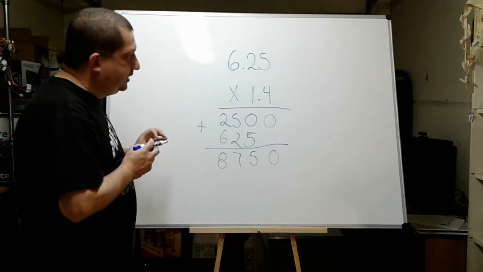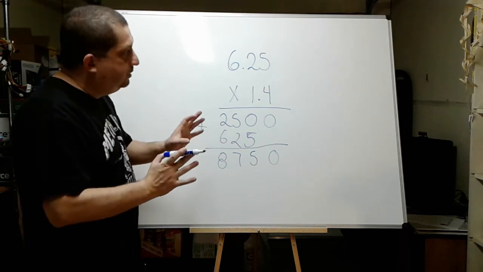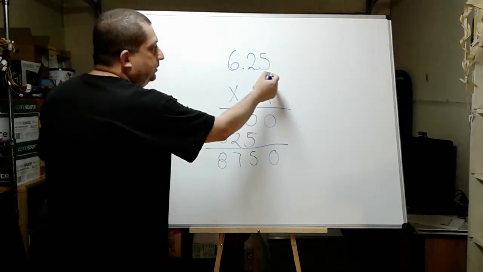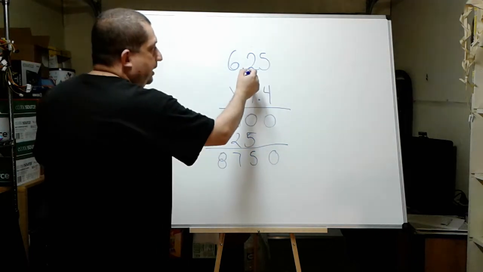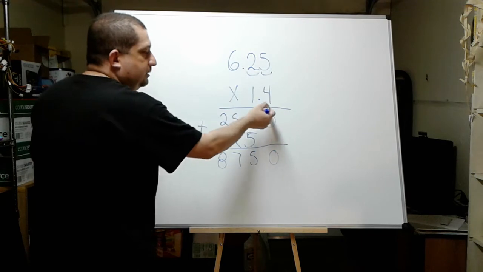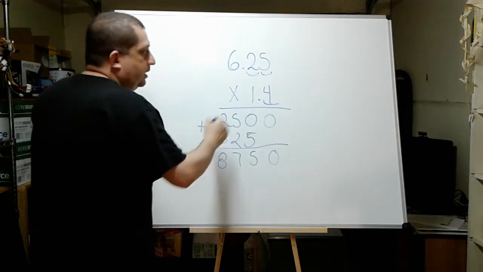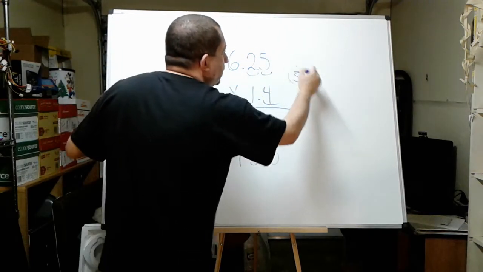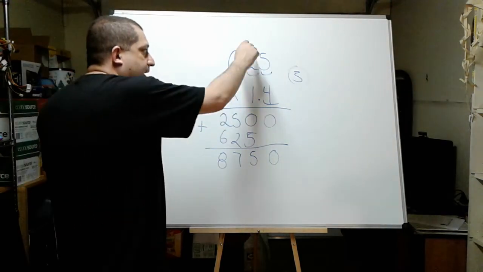Now, for the last step, and this is the twist right here. How many decimal digits do I have right here? I have 1 right here and 2. And how many decimal digits do I have right here? 1 right there. So I have 1, 2, and 3. I have 3 decimal digits between these two right here.